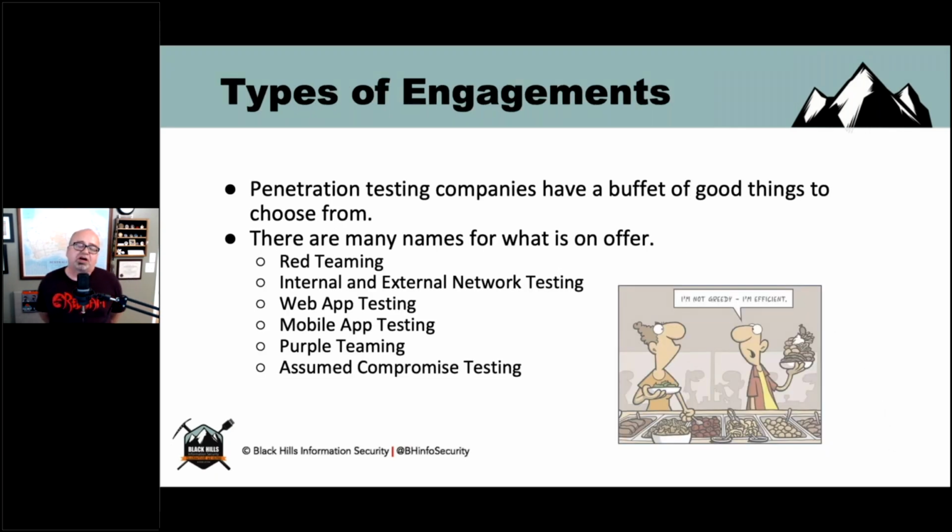Pen testing companies have a great buffet of good things to choose from. There are many things on offer. Black Hills Information Security is no exception, as are many of our other friends. Red teaming, we've got something we call black teaming as well. Internal and external network testing, web apps, more focused testing on mobile apps, purple teaming. And then what we're really going to talk about today more so is this concept of assumed compromise testing.